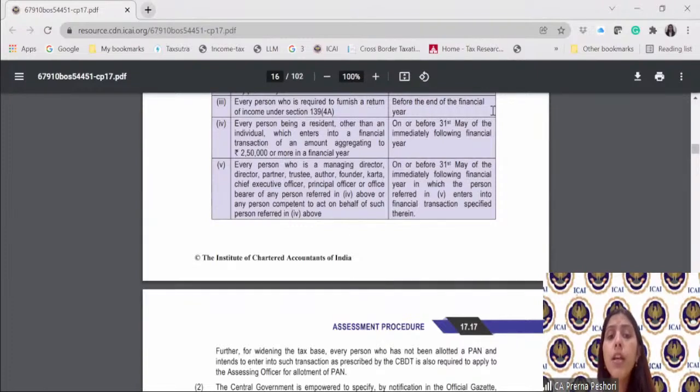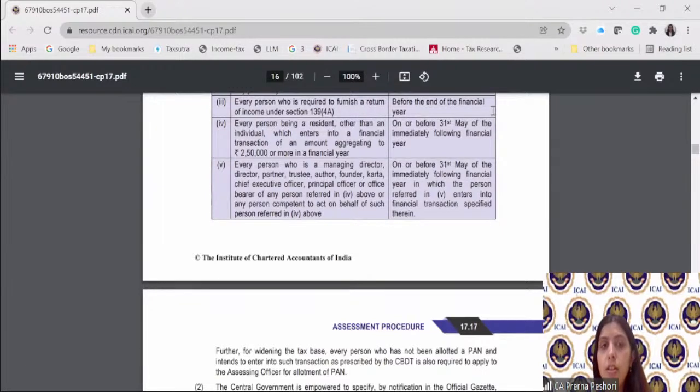Or if you are opening a fixed deposit with any banking company, post office, Nidhi, or NBFC for rupees 50,000, or rupees 5 lakh in aggregate during a financial year, one deposit of 50,000 or 5 lakh in aggregate of the financial year, then PAN will be required.